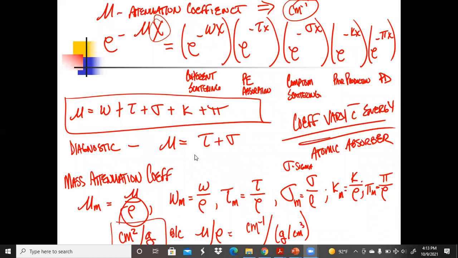Usually in the diagnostic range, we're going to be looking here at photoelectric as well as the Compton scattering. The mass attenuation coefficient, what we're going to be looking at here is introducing density into the equation. And so we're taking a lot of these coefficients and we're going to end up dividing them by the density. The letter rho is what's going to be used here.